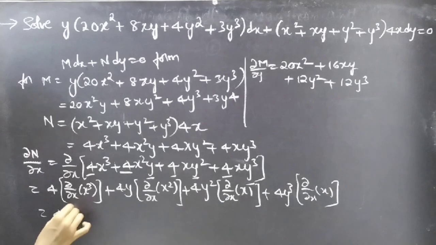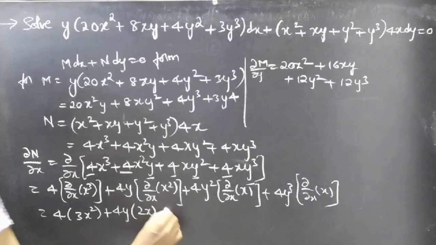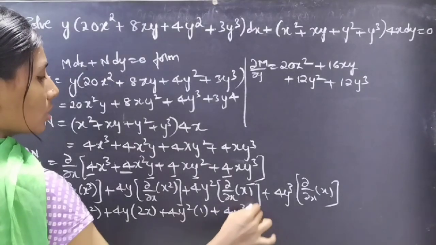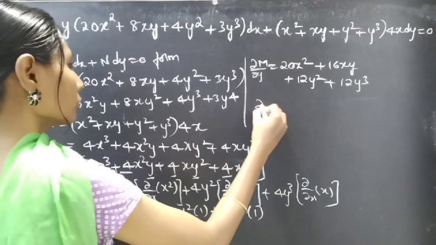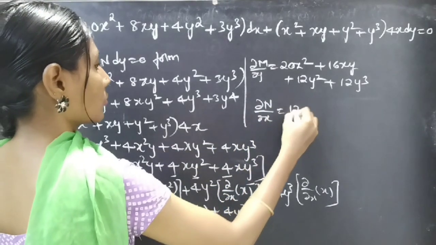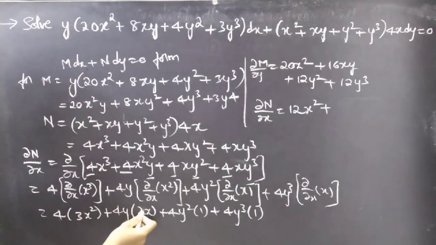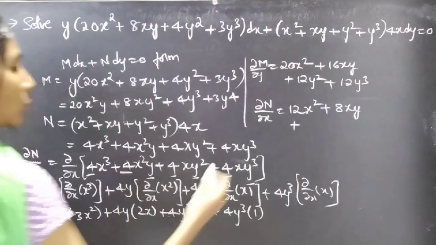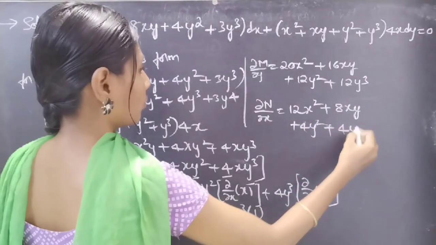This gives us 4 into the partial derivative of x³ with respect to x, which is 3x², plus 4y into the partial derivative of x² with respect to x, which is 2x, plus 4y² into the partial derivative of x with respect to x, which is 1, plus 4y³ into the partial derivative of x with respect to x, which is 1. Right? This gives us 4 3s are 12, 12x², plus 4 2s are 8xy, plus 4y² into 1, 4y², plus 4y³ into 1, 4y³.